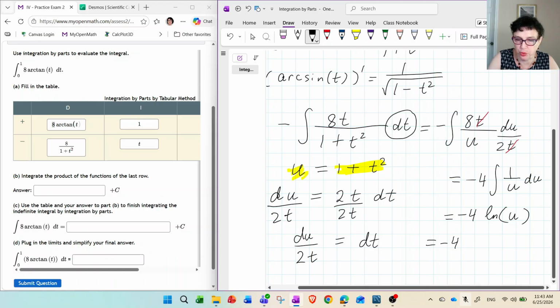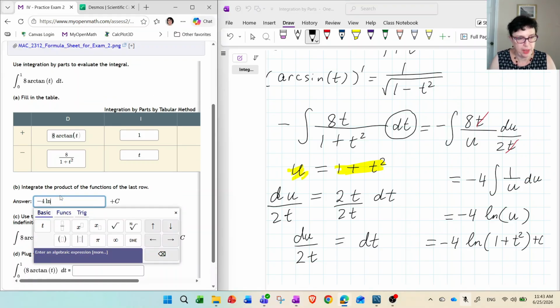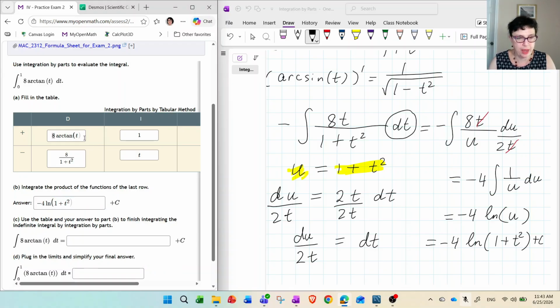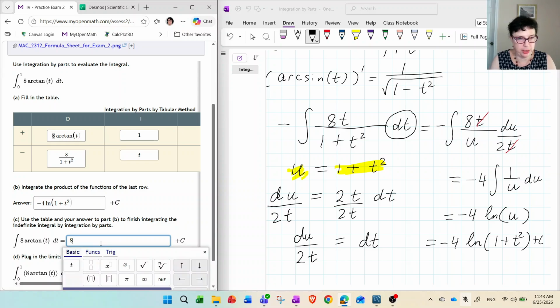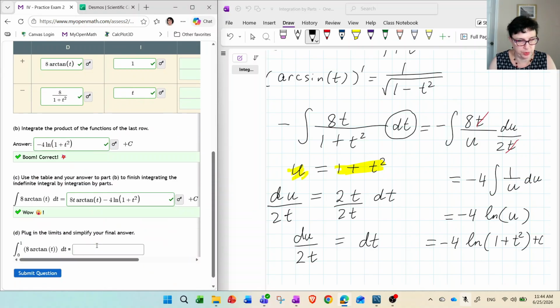And then we substitute whatever u was back. And that's going to be our answer plus c. Okay, so we just integrated the box. And then we're going to add whatever we got for this integral to that diagonal multiplication, which is 8t arctangent of t. And then the box is -4 natural log of 1 plus t squared. Okay, so let me just submit this part to see if I got it.